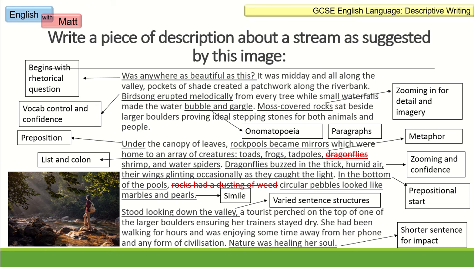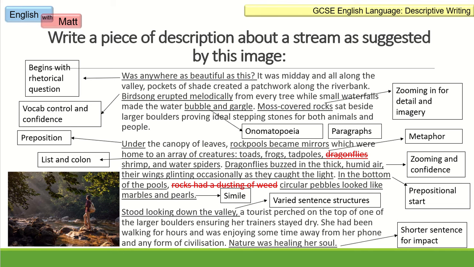Under the canopy of leaves, rock pools became mirrors, which were home to an array of creatures: toads, frogs, tadpoles, shrimp, and water spiders. Dragonflies buzzed in the thick, humid air, their wings glinting occasionally as they caught the light. In the bottom of the pools, circular pebbles looked like marbles and pearls. Stood looking down the valley, a tourist perched on the top of one of the larger boulders, ensuring her trainers stayed dry. She had been walking for hours and was enjoying some time away from her phone and any form of civilization. Nature was healing her soul.